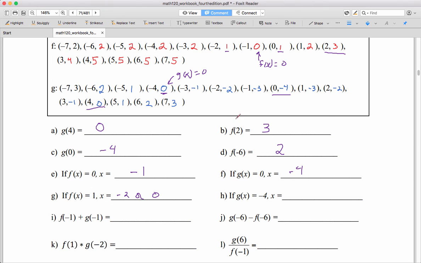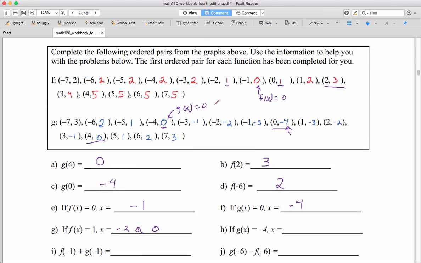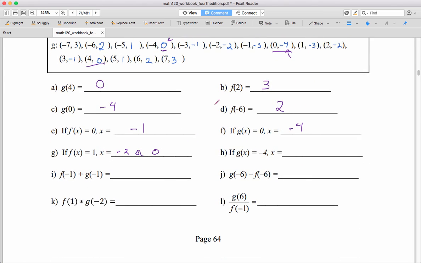If g of x is equal to -4, let's see, where is g of x equal to -4? Well, there's one place where g of x is equal to -4. Is there any other place where g of x is equal to -4? Let's see. Give me a sec here. Nope, there's only one spot, looking at the graph again. So that's at x equals 0 because that was the smallest part on that graph, right?